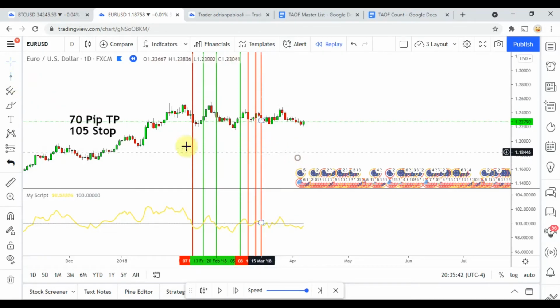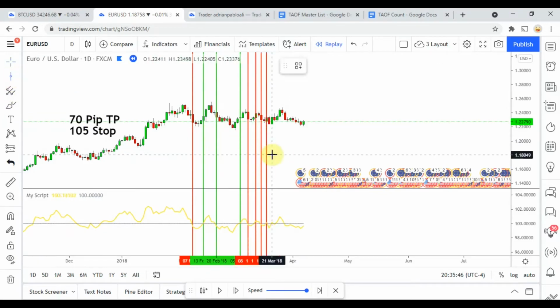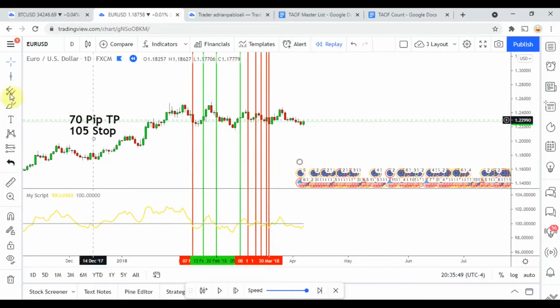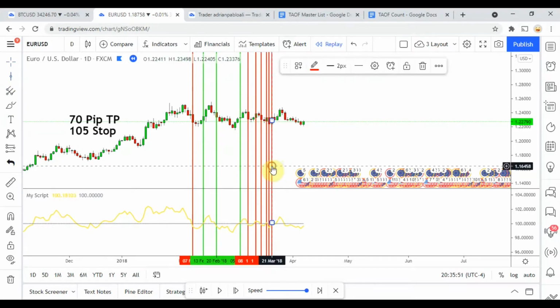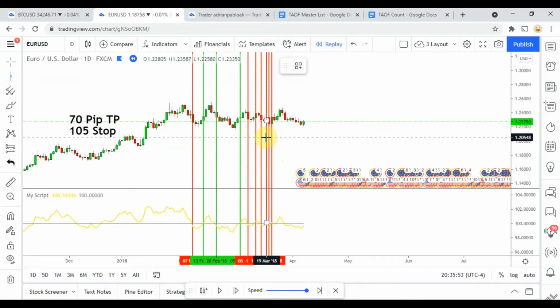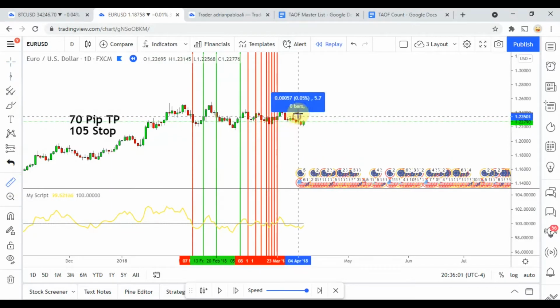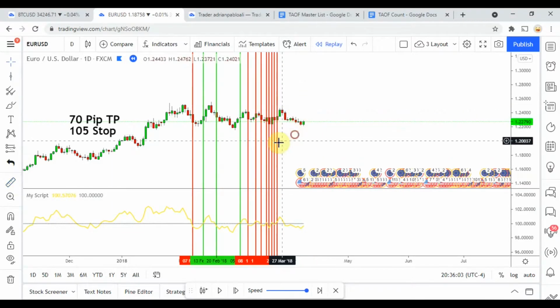And a short right here on this side. Then a long, and then a short. One more long right there. Another short. Then finally a long over here on this side. And it looks like that one's going to get us to take profit. Yep.